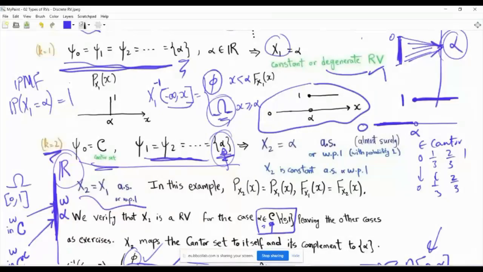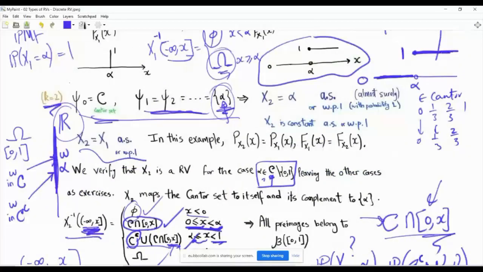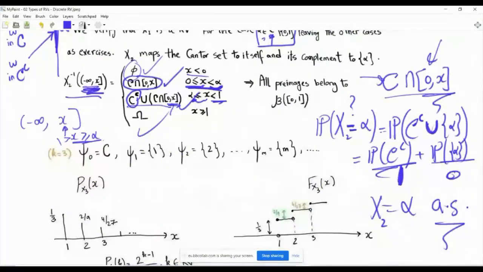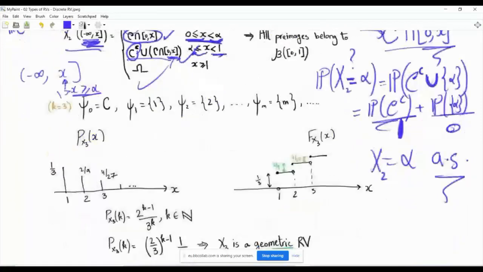But from a practical perspective, it is a correct mathematical statement to say that x2 is equal to x1 almost surely. If you just say x2 is equal to x1, that's wrong. I mean, formally, it's wrong. x1 equal to x2, this is wrong. x1 equal to x2 almost surely, this is correct. Because the probability that x2 is equal to alpha is equal to 1, because the probability of the complement of the counter set is equal to 1. Okay. So these are the discrete random variables.